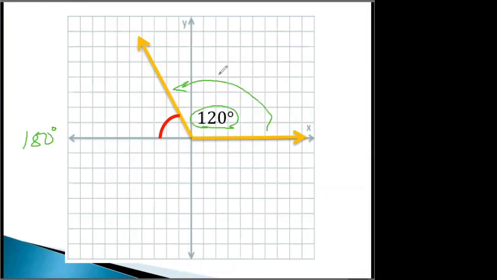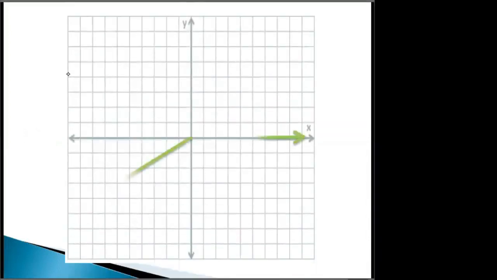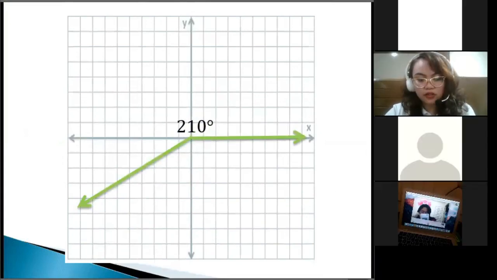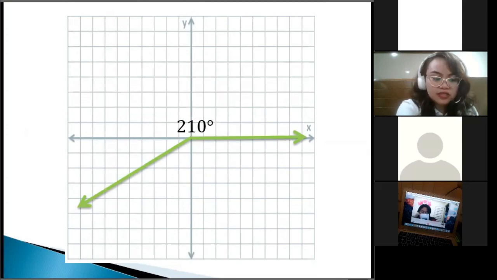So after 120 degrees, how many degrees are still missing before it reaches 180? You will be able to identify that we are still missing 60 degrees. Very good. Therefore, our reference angle here is 60 degrees. That's it. Moving the slide in 4, 3, 2, 1. Next item. How about this one? I want you to observe it. It measures 210 degrees. Now, on your own, identify its reference angle.